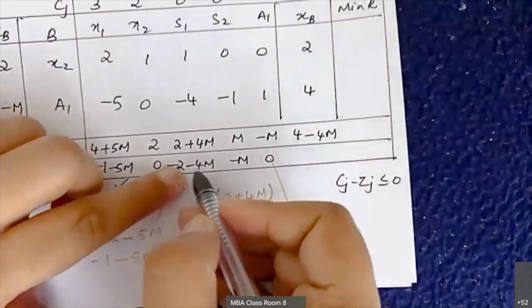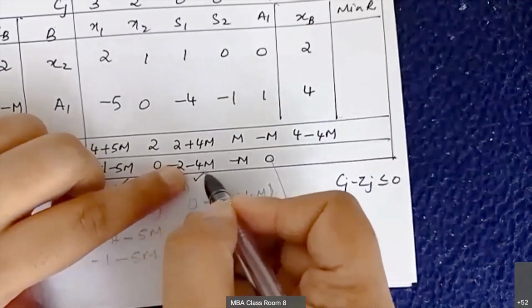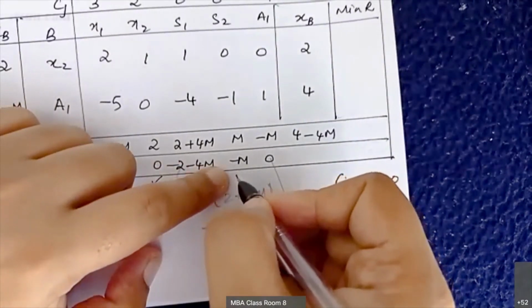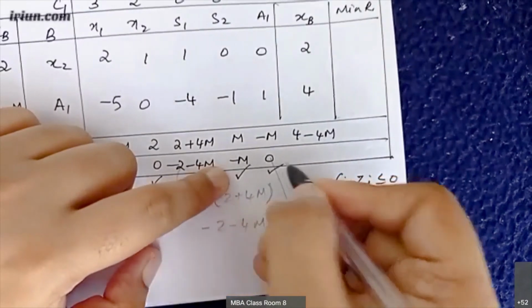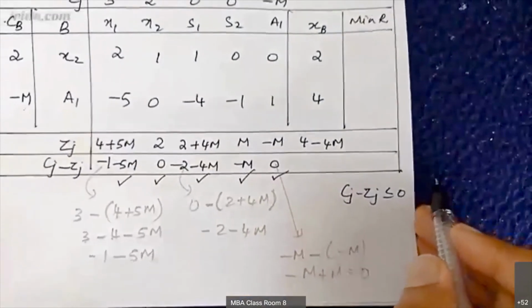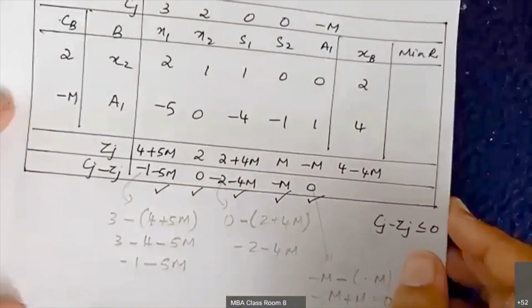Over here we have minus 4m, so m has a coefficient of minus 4, so it is a negative number. Over here also m has a negative 1 as the coefficient, so it is a negative number, and over here we have 0. So all Cj minus Zj values are either less than or equal to 0. So we have reached the optimality condition.